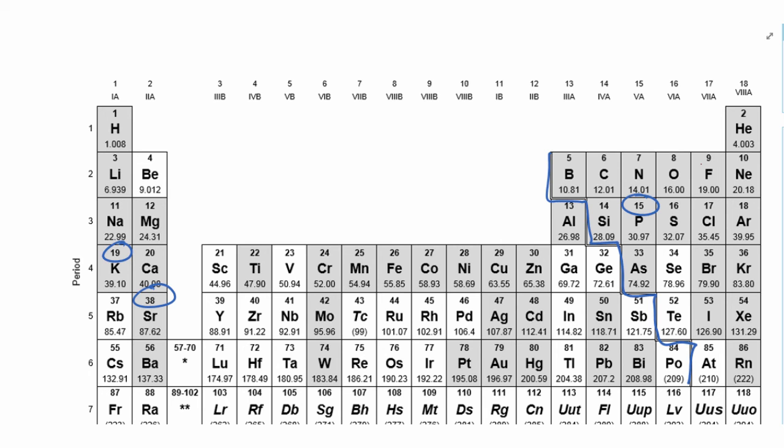The root name of bromine would be? It wouldn't be bromine, it would be brome. So you have bromine, bromide, bromite, bromate. The root name of oxygen would be? Ox. And so we'd have oxide. Sulfur would be? Sulf. And so we'd have sulfide or sulfate.